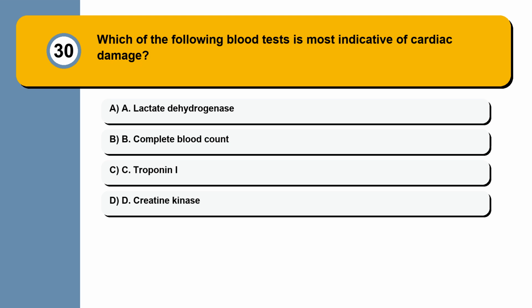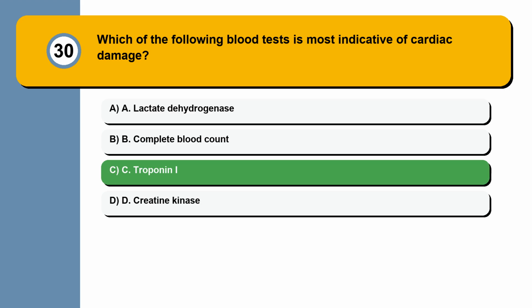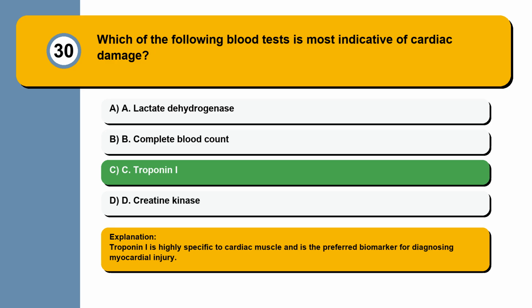Question 30. Which of the following blood tests is most indicative of cardiac damage? A. Lactate dehydrogenase. B. Complete blood count. C. Troponin I. D. Creatine kinase. Troponin I is highly specific to cardiac muscle and is the preferred biomarker for diagnosing myocardial injury.